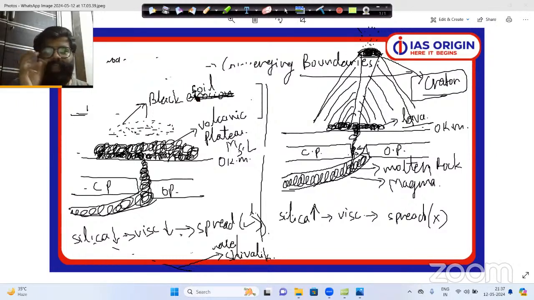So these endogenic and exogenic forces, which we studied here with the two different examples of converging boundaries and diverging boundaries, of volcanic eruption and fold mountain, continental plates, etc. This is going to be very, very important for your prelims examination.